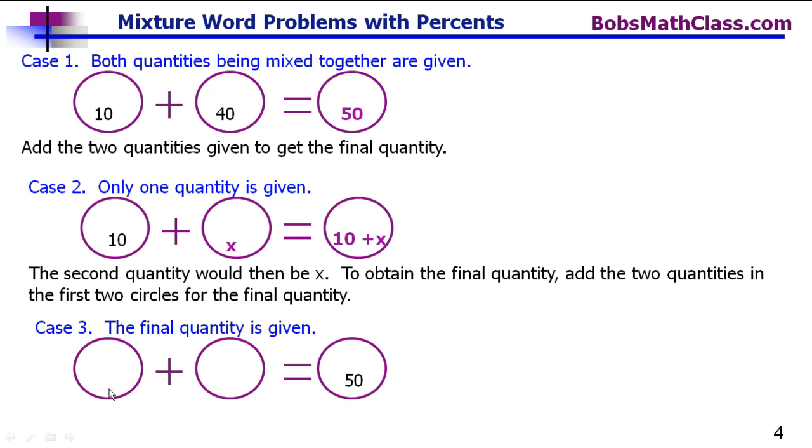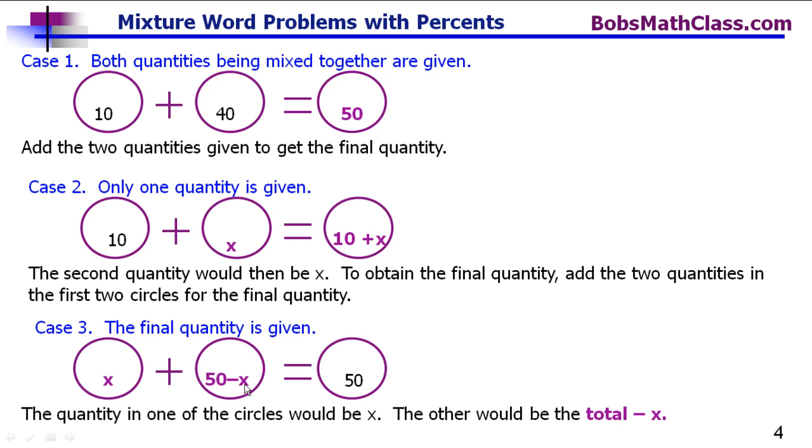Let's say this is 20. Then what would this number be? If this one's 20, 20 plus what number would be 50? Right, 30. But using 50 and 20, how could you write this one? 50 minus 20. So what we're going to do, we're going to write that as 50 minus x. The quantity in one of the circles would be x, and the other would be total minus x. So if this is 100, this will be 100 minus x.